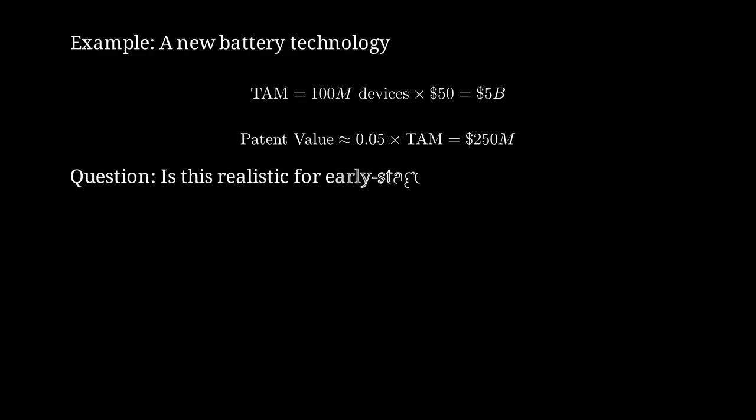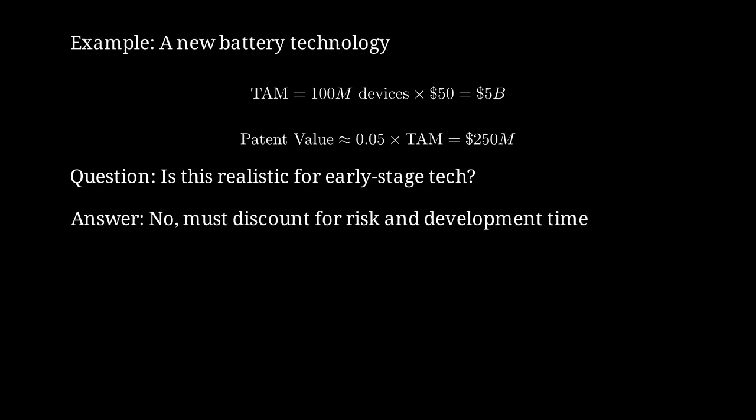Now here's a critical question. Is this valuation realistic for early-stage technology? The answer is no. You must heavily discount this for technical risk, market risk, and the time value of money. The risk-adjusted value equals future value divided by 1, plus the discount rate to the power of time, multiplied by probability of success. There are several distinct pathways you can take to commercialize your invention.